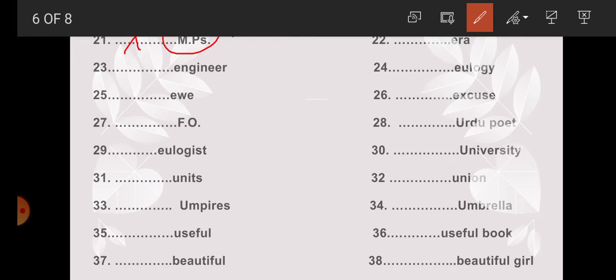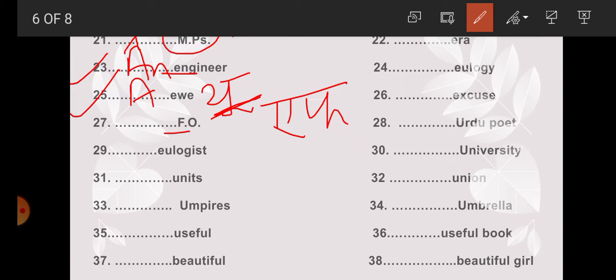Now next, question number 23. Dash engineer. So, students, engineer here. So engineer is what? Vowel sound, an. So here, an engineer. Now question number 25. Dash EWU. Students, how does it sound here? U. So what is the sound here? Ya. Ya is what? Consonant sound. So write a here. Next one, dash F. How do we write F? Like this. So what is the sound here? F. A. It starts with an A sound. So it is a vowel sound. So write an here.